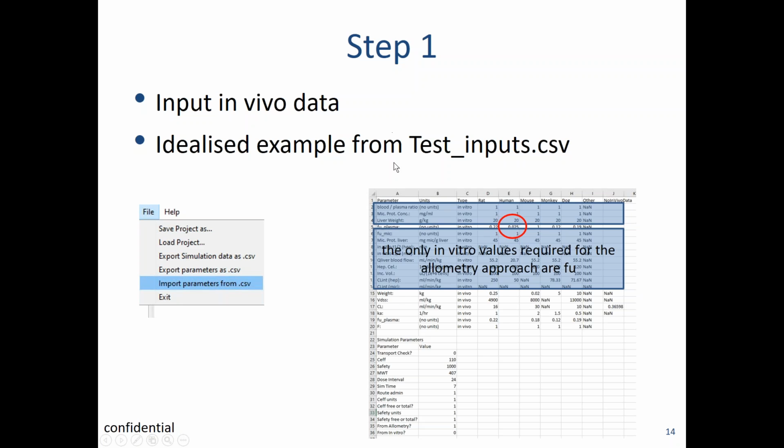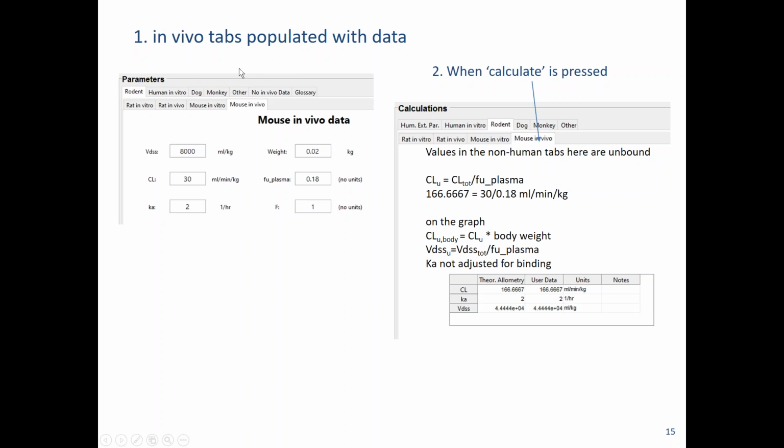So thinking about allometry, the key inputs here are the in vivo endpoint types. The only other bit of information we require from the in vitro is actually the free fraction in plasma. So when you read in the data, the tabs are populated. Here I'm just showing the mouse in vivo data tab. So various parameters, the volume, the clearance, and the absorption rate constant. This is the weight of the animal, free fraction, and the bioavailability.